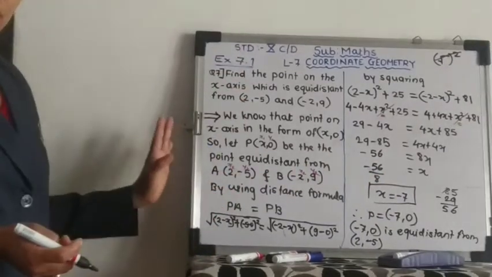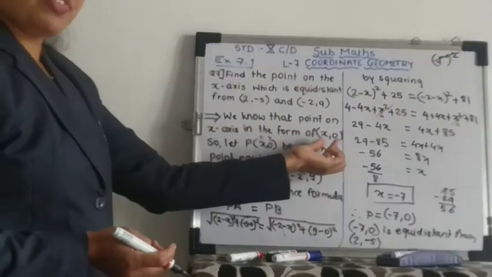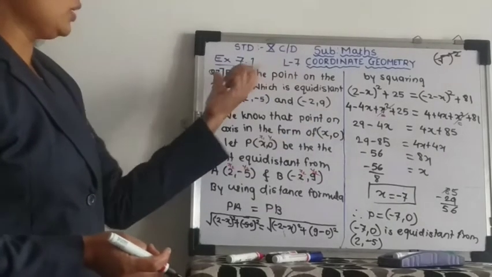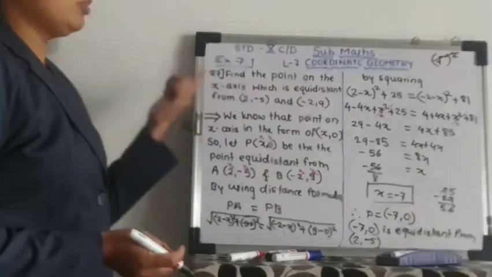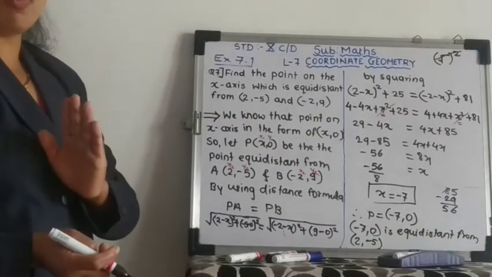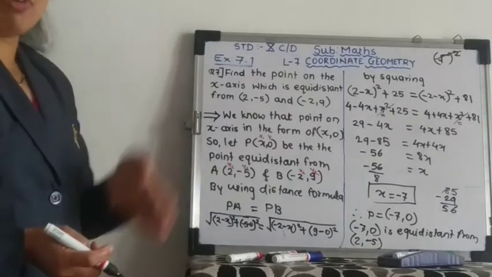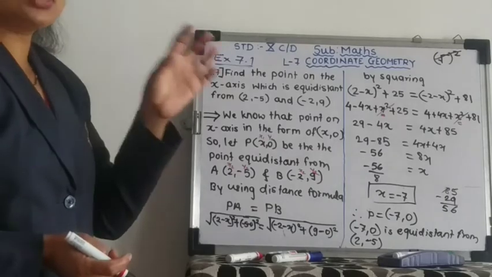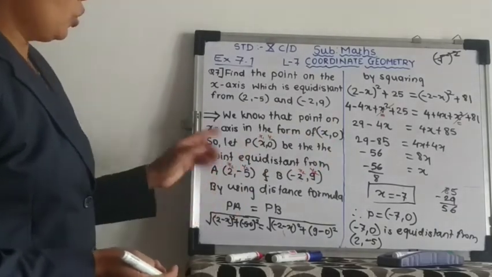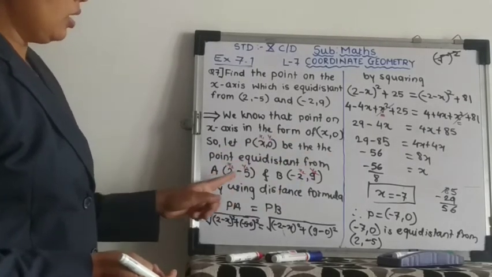So have you understood the whole sum? We know that a point on the x-axis is in the form (x, 0), because it is given in the question that these points are lying on the x-axis. The points on the x-axis are in the form (x, 0), and the points lying on the y-axis are in the form (0, y). Got it? That's why I have written here (x, 0). So let P(x, 0) be the point equidistant from A and B.